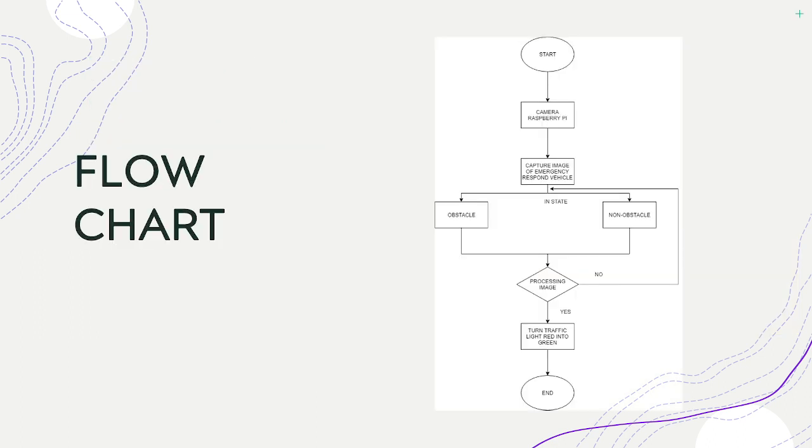Let me continue. Okay, this is my flow chart. As you see, at the start, the Raspberry Pi camera captures the image when the emergency response vehicle appears, in obstacle or no obstacle, then processes the image and turns the traffic light from red to green, and then the end. If the process fails, we come back to this one.